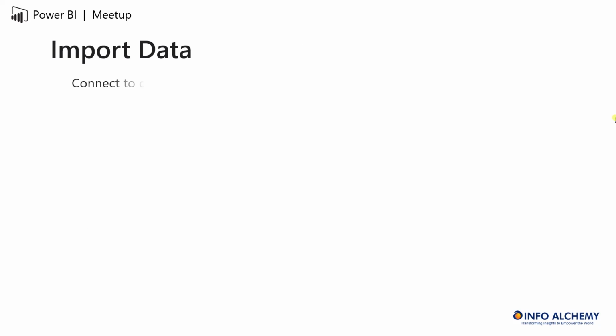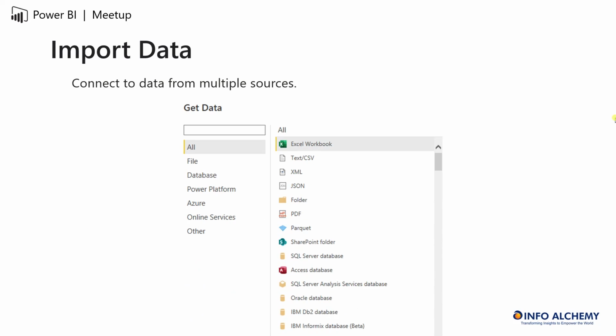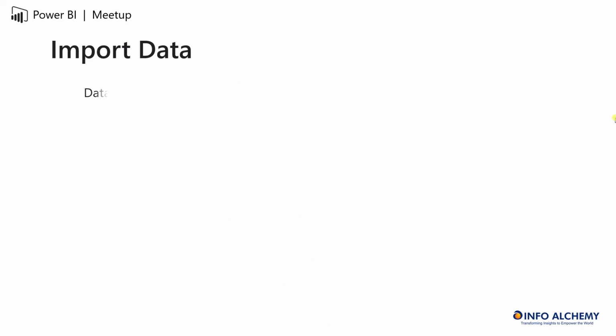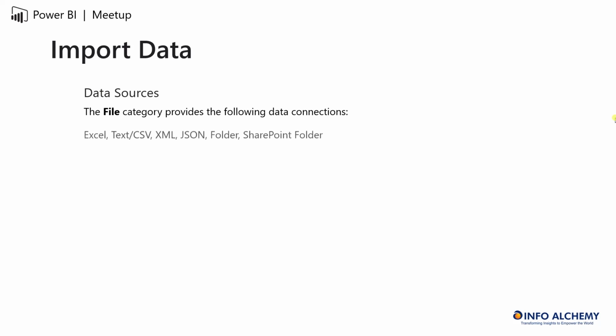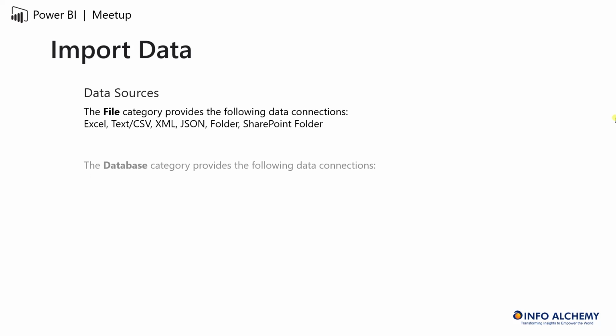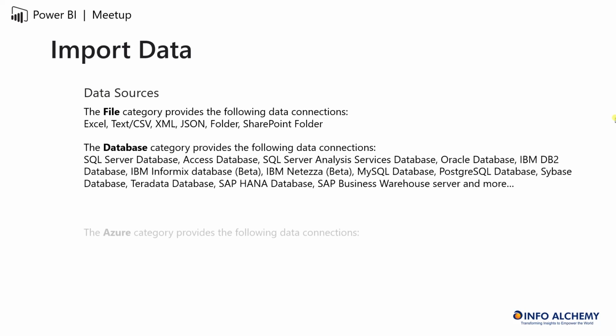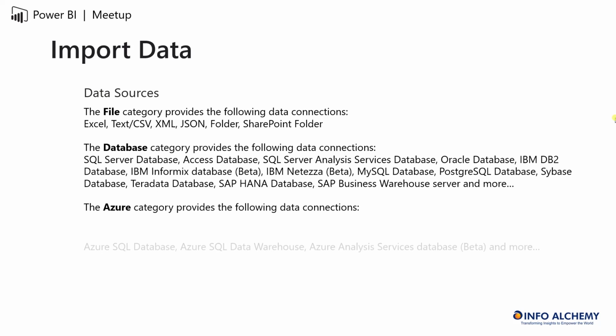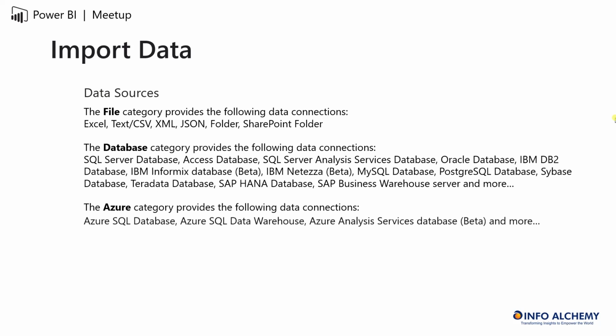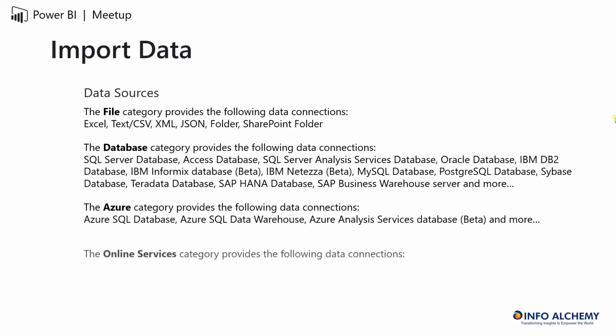Import data. Connect to data from multiple sources by starting Get Data in Power BI Desktop. Here's the list of all data sources supported. From the File category, Databases, Azure, and Online Services.